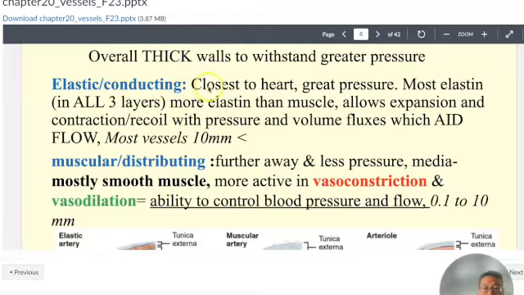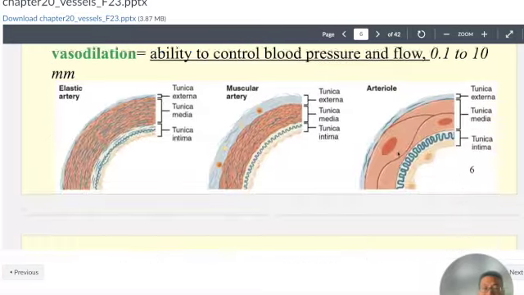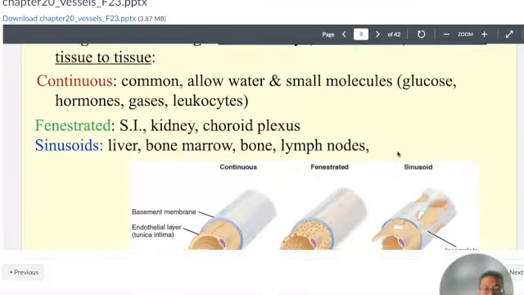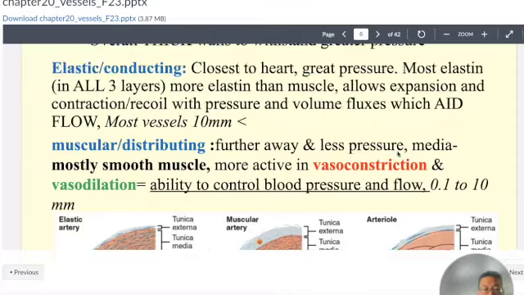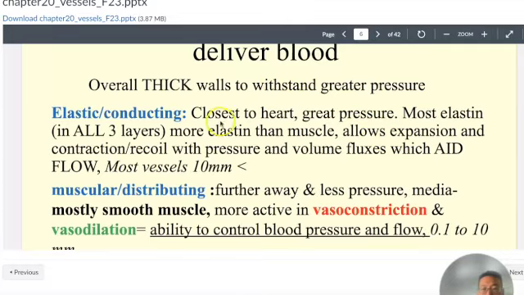Elastic or conducting arteries are closest to the heart with a lot of pressure. So the heart, let me see, I'll show it to you later, in the later slides. When it's closest to the heart, it has the most pressure, greatest pressure, because that's where everything originates, right? It has the most elastin in all three layers, more elastin than muscle. It allows expansion. Okay, so a lot of blood coming through, it needs to expand.